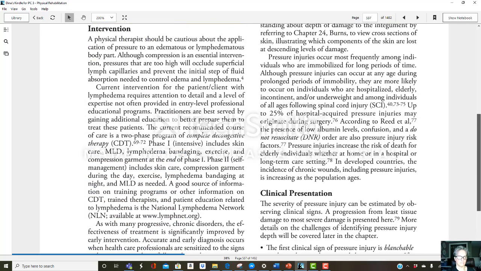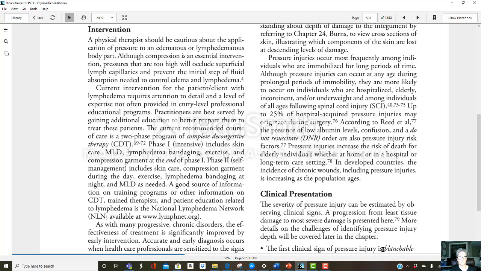Intervention. A physical therapist should be cautious about the application of pressure to an edematous or lymphedematous body part. Although compression is an essential intervention, pressures that are too high will occlude superficial lymph capillaries and prevent the initial step of fluid absorption needed to control edema and lymphedema. Current intervention for the patient client with lymphedema requires attention to detail at a level of expertise not often provided in entry-level professional educational programs. Practitioners are best served by gaining additional education to better prepare them to treat these patients.